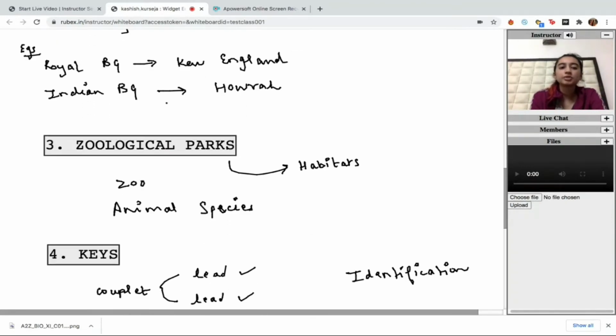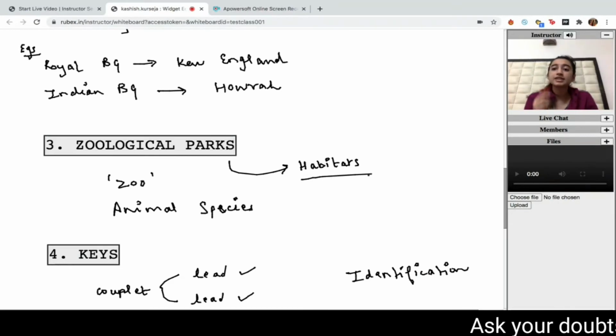Next taxonomic aid that we have is a zoological park. Zoological park, very commonly known as a zoo. Everyone might have visited a zoo at some point of time in their lives. Zoos are houses for animal species, as mentioned in here. We all know, we all have visited, we have seen such different kinds of animals over in zoos, right? And one thing about them, zoos try to recreate the habitats, the natural habitats.